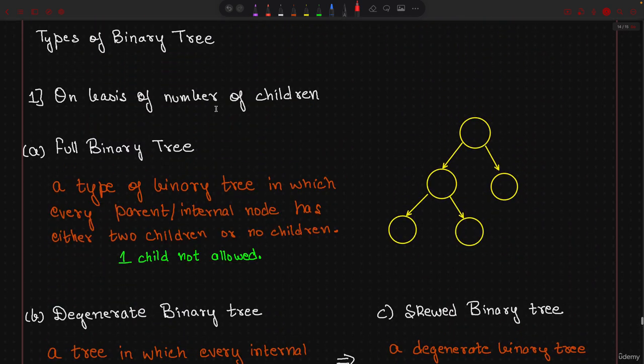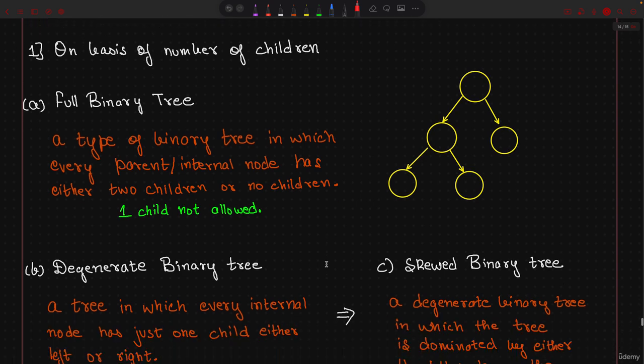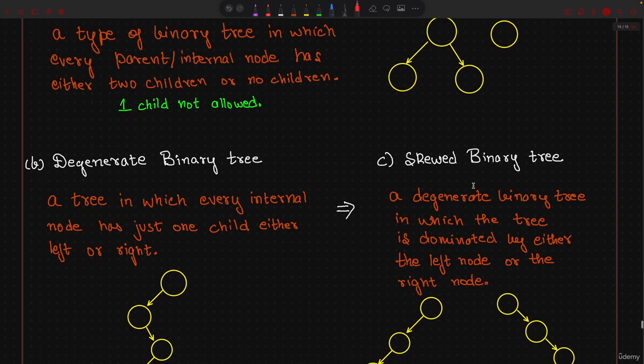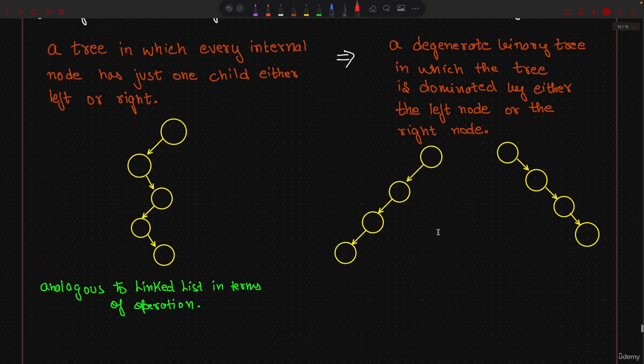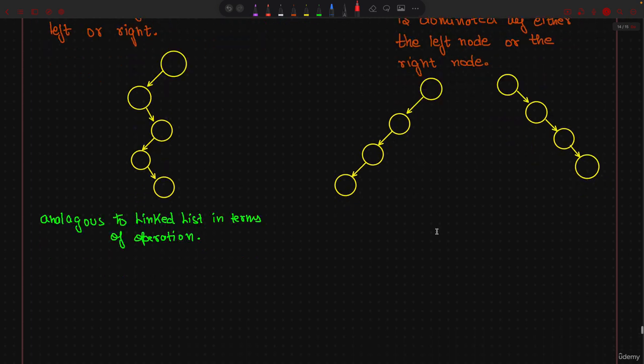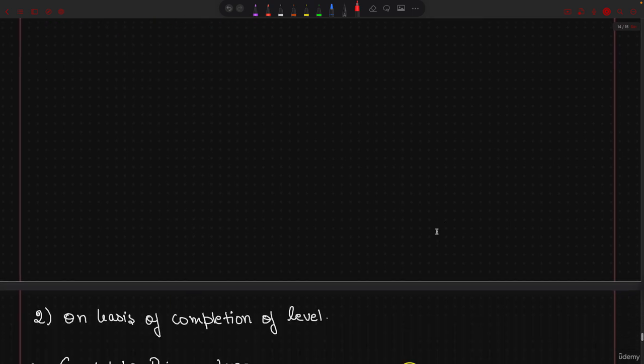So this was the kind on the basis of number of children. Okay, so either here 0 or 2 were allowed, here only a single one was allowed, and in the skewed one we just had a single child but on one side. So let us now move forward.